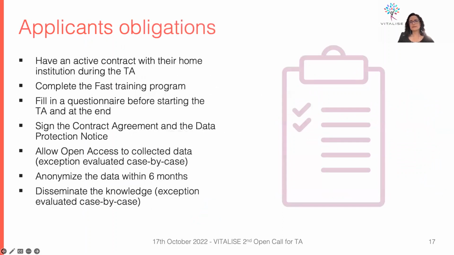If your application is selected, you will have to fulfill some obligations. You will need to have an active contract with your home institution during the transnational access. You will need to complete a 2-day fast training program and to fill in an expectation questionnaire before starting the transnational access, and a satisfaction questionnaire at the end of it. Moreover, before accessing the Living Lab, you will need to sign a contract agreement and a data protection notice. And at the end of the transnational access, you need to allow open access to the data collected, and you will need to anonymize the data within 6 months and also disseminate the results.